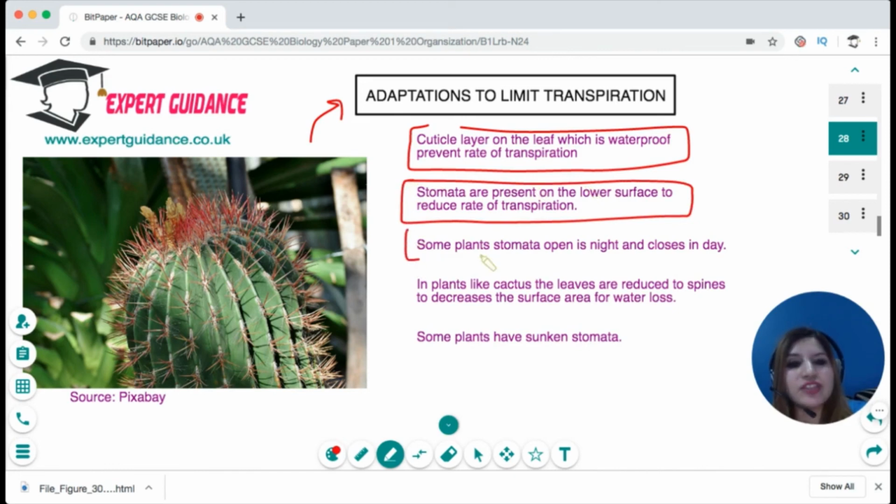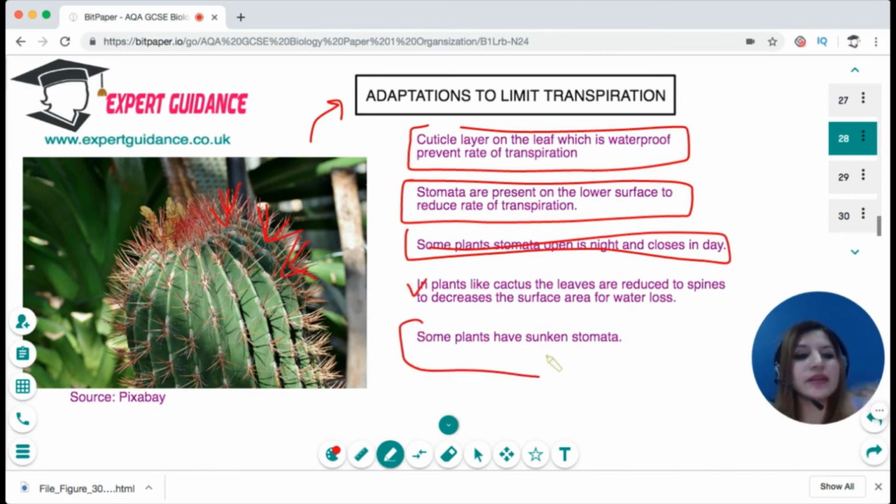Some plants' stomata open at night and close during the day. In some plants like cacti, the leaves are reduced to spines that limit the rate of water loss. And some plants have sunken stomata, where the stomata are in pits, and they have humid air around them that reduces the rate of transpiration.